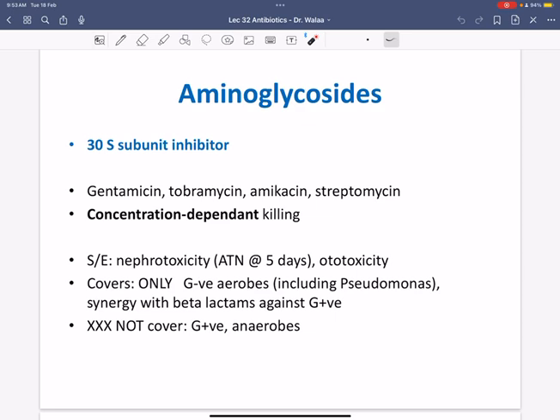They do have coverage against gram-negative bacteria like Pseudomonas. Sometimes we use them to cover gram-negative organisms like Pseudomonas, or if you want to add a synergistic effect when you are covering gram-positive bacteria. So they're not used as monotherapy to cover gram-positive. Again, this is a common exam question. So aminoglycoside, yes, we add it to cover gram-positive, but as a synergistic effect, not as monotherapy.